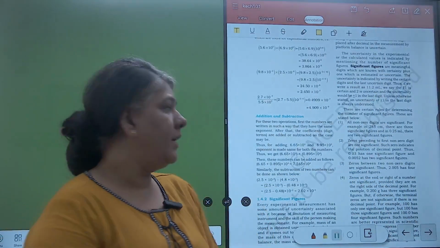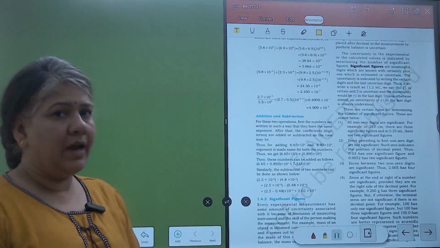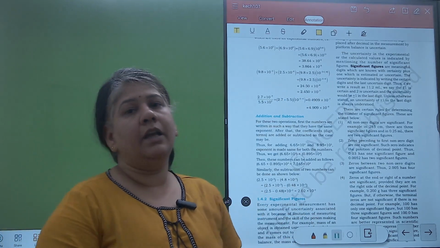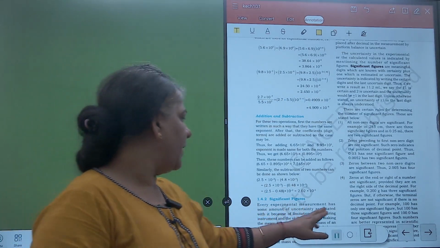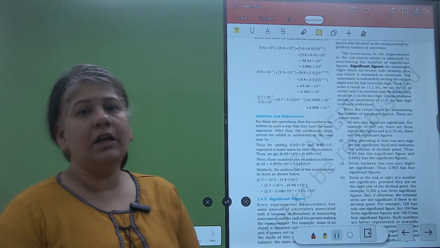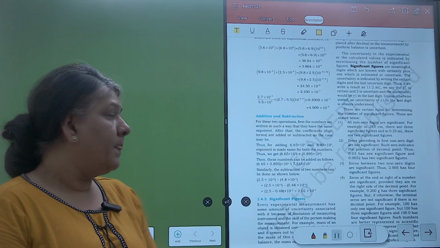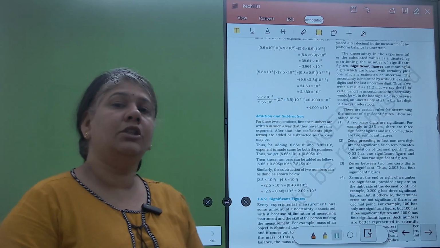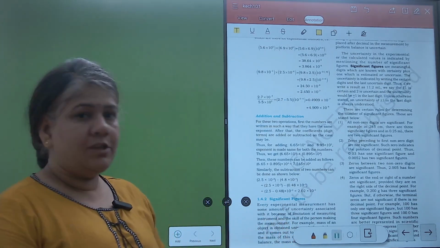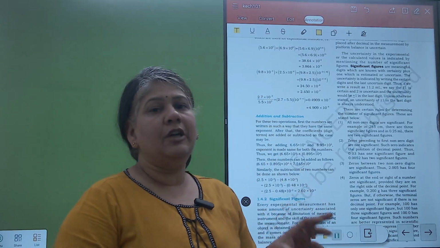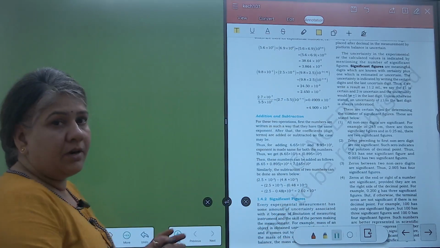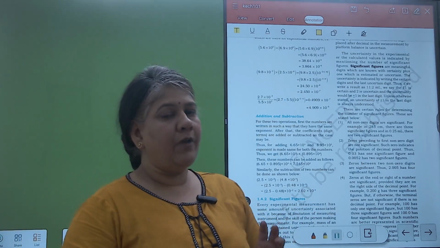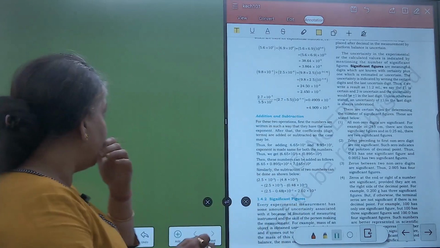Now let's see what is meant by significant figures. To understand this, we first have to understand what uncertainty in measurement is. Every experimental measurement has a certain amount of uncertainty associated with it. This is because of the limitation of the measuring instrument and also the skill of the person. The example given to explain the essence of uncertainty is when we measure a mass with the help of a platform balance and the same mass with the help of an analytical balance. So what's the difference? Let's see.